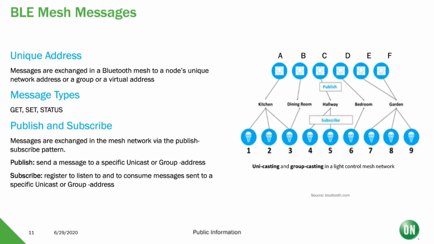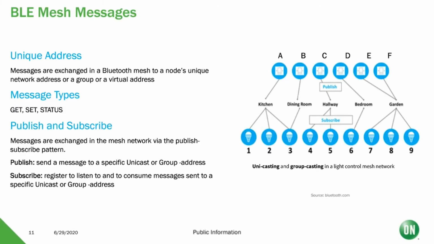So in this case, node 3 does subscribe to the kitchen as well as the dining room. It's probably a lighting fixture in a hallway that connects these two. And it works the other way around also. If you look at switches E and F, they both publish to the garden address. And maybe you have multiple switches.